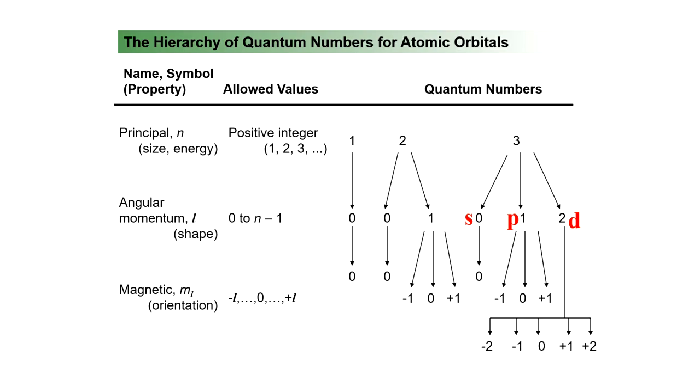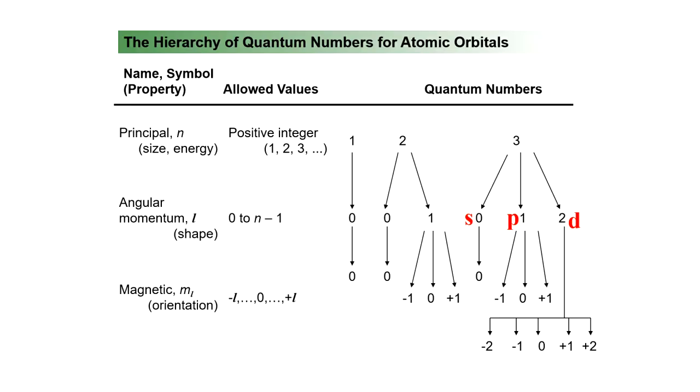So if you have an L value of 0, like shown here, we call that an s orbital. You can have an s orbital in the n equals 1 state, or 2 state, or 3 state, or any state for that matter. And then if you are in the n is 2 or 3 or higher state, you can have a p orbital. That would be an L value of 1. Now we'll find out that the d orbitals really only occur in principal quantum numbers 3 and higher.